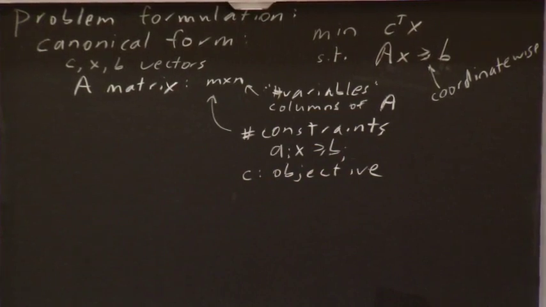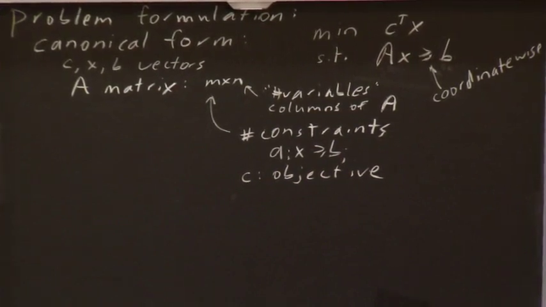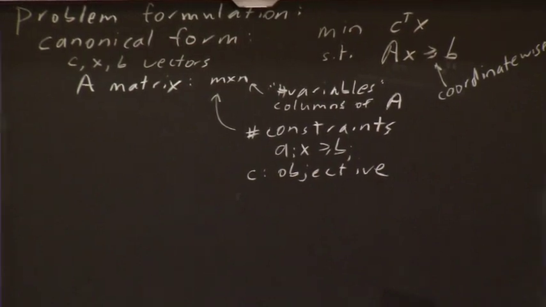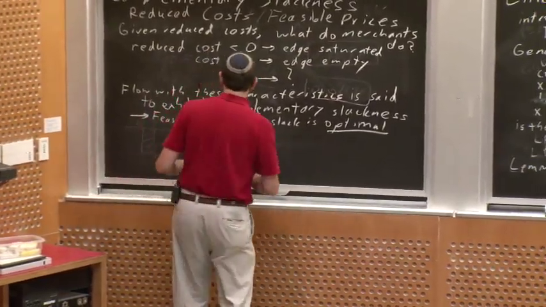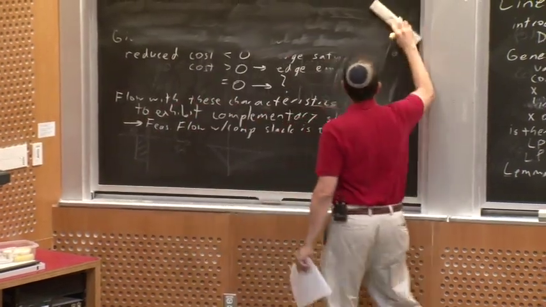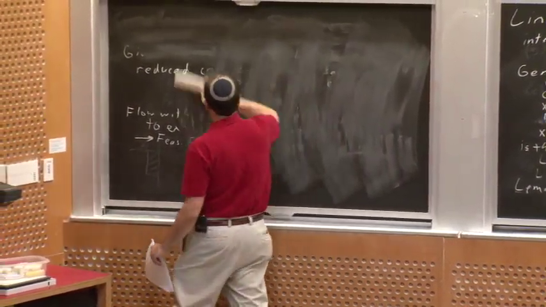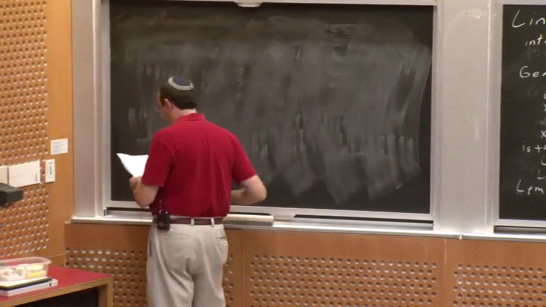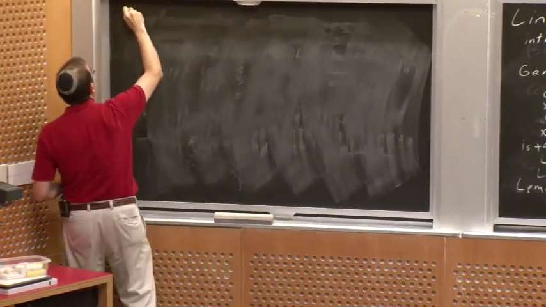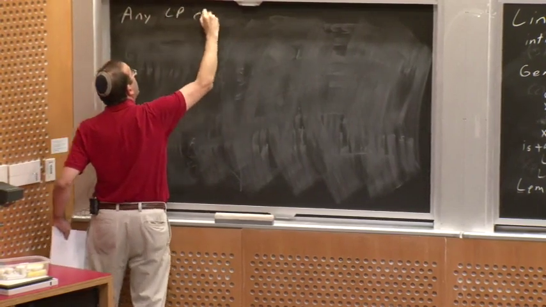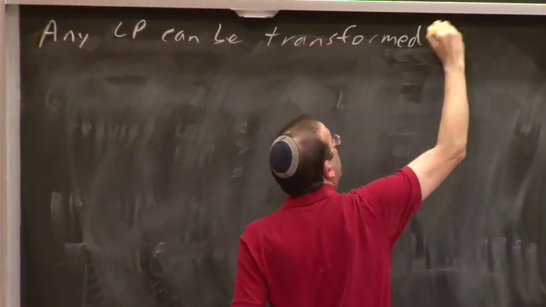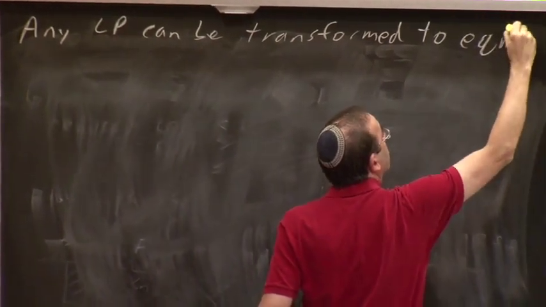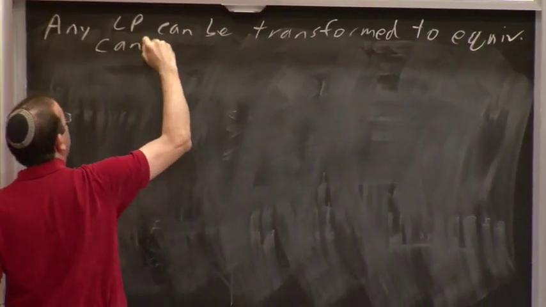Now, if I'm going to call that the canonical form of a linear program, what had better be true? Yeah? Every linear program can be written in that form. Absolutely, right? That's the point of a canonical form, is that you can take any weird linear program and transform it so that it looks that way. So any LP can be transformed to an equivalent canonical form.